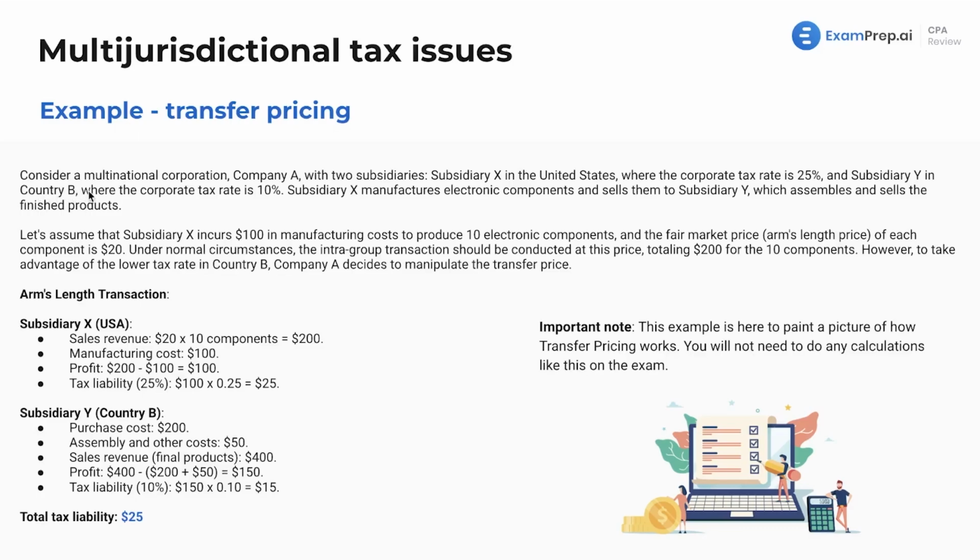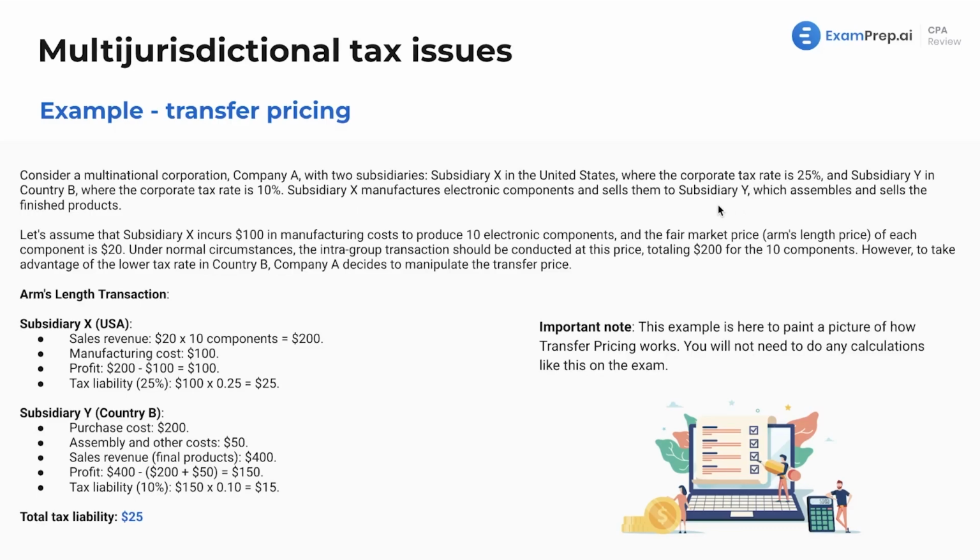Now consider a multinational corporation, which is company A, and that has two subsidiaries. It's got subsidiary X in the United States, where the corporate tax rate is 25%, and subsidiary Y in country B, where the corporate tax rate is 10%. So massive difference there. We see that B has a much lower tax rate. Subsidiary X manufactures electronic components and then sells them to subsidiary Y, which assembles and sells the finished product. So you can see how we're trying to possibly manipulate here. We have a lot of the costs in the higher tax jurisdiction and a lot of the profits in the lower tax jurisdiction.